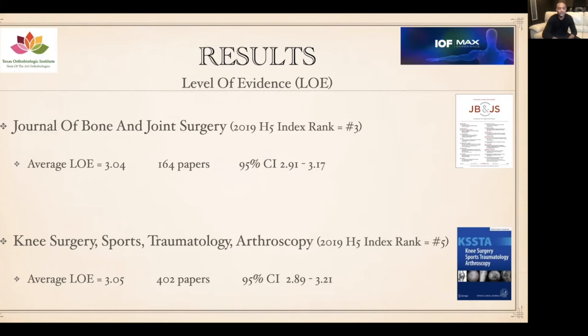The next journal we used was Knee Surgery, Sports, Traumatology, and Arthroscopy. You can guess where we're going here. The average level of evidence across 402 papers over 13 months in this journal was 3.05. The 95% confidence interval, 2.89 to 3.21.